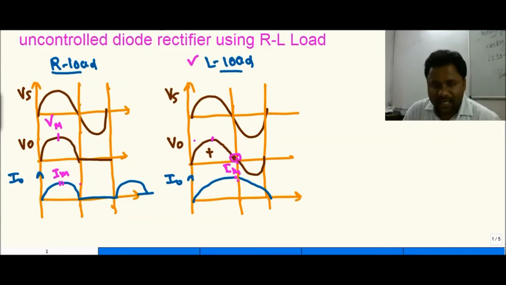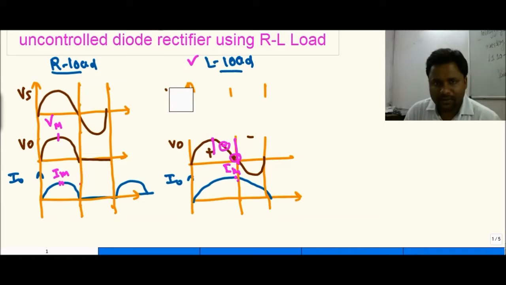But in the RL load, the maximum current is going to be between this point and this point. So this is the maximum current in the RL load that we are going to discuss. So keep in mind that concept, it will come after some time.